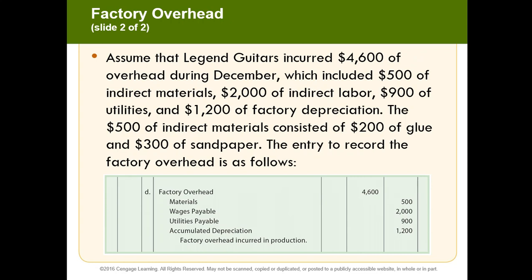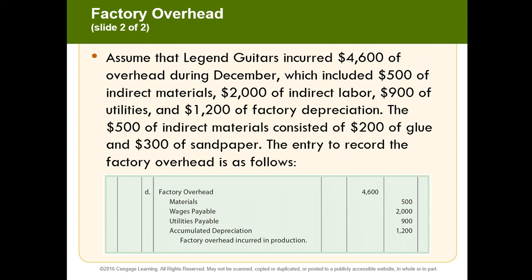So back to our Legend guitar example, we are going to assume that we have $4,600 of overhead during December, all right? And overhead is an expense. It's the expense of running our factory. Of that overhead, $500 are indirect materials, right? The sandpaper, the glue, the stains and the paints, the guitar strings. $2,000 of indirect labor, right? So supervisors, the maintenance staff. $900 of utilities and $1,200 of depreciation on our factory machinery.